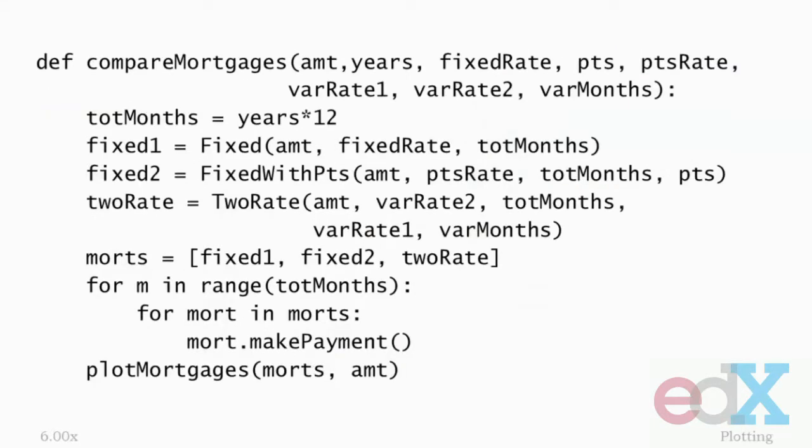The function compare mortgages generates a list of different mortgages and simulates making a series of payments on each, as we saw in the earlier lecture. It then calls plot mortgages to actually produce the plots. So if we look at compare mortgages, it takes a principal amount, the years, information about the rates, the variable rates, etc. Nothing very different from what we saw in the previous lecture when we were testing our different kinds of mortgages.